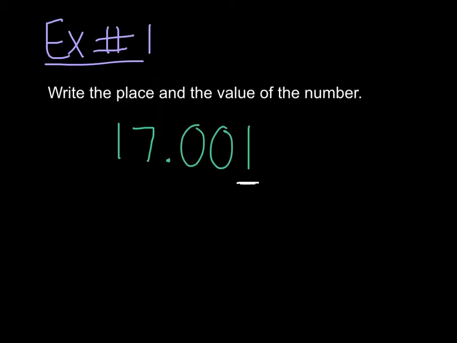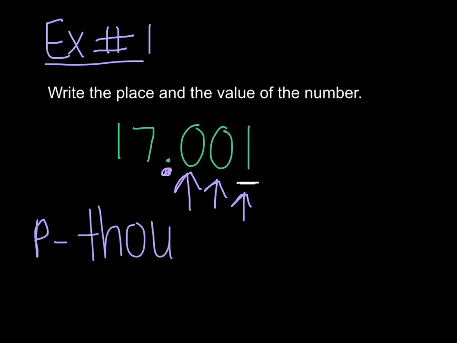Example 1, write the place and the value of the number. So we have the number 1 underlined here. So we're writing the place of it and the value. This is why I asked you to write down the place value chart, because you just start with the decimal point and move to the right. So the 0 is in the tenths place. If you're looking at your chart right now, you would see that. The other 0 is in the hundredths place. So that leaves us with a 1 in the thousandths place. So I'm going to write a P for place, and it's in the thousandths.